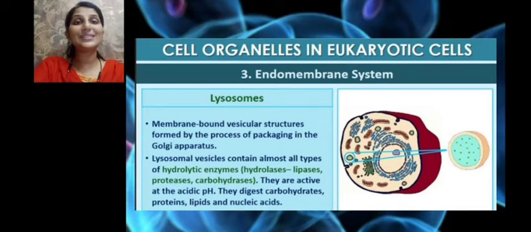And when are these hydrolytic enzymes active? They are active at a pH which falls in the acid range. So they are active in acidic pH and they help to digest carbohydrates, proteins, lipids and nucleic acids. So they can be cellulases, proteases, lipases and nucleases in order to digest the different types of biomolecules into simpler ones.